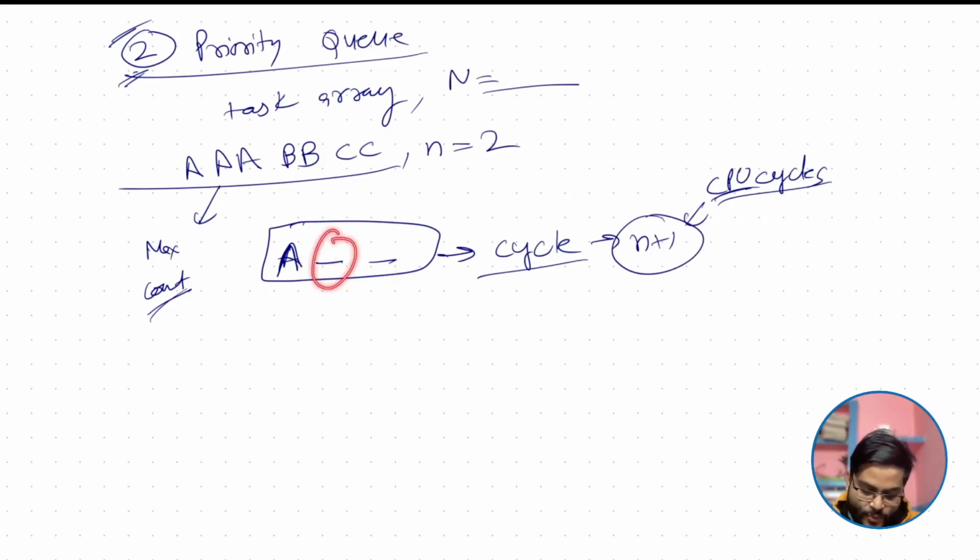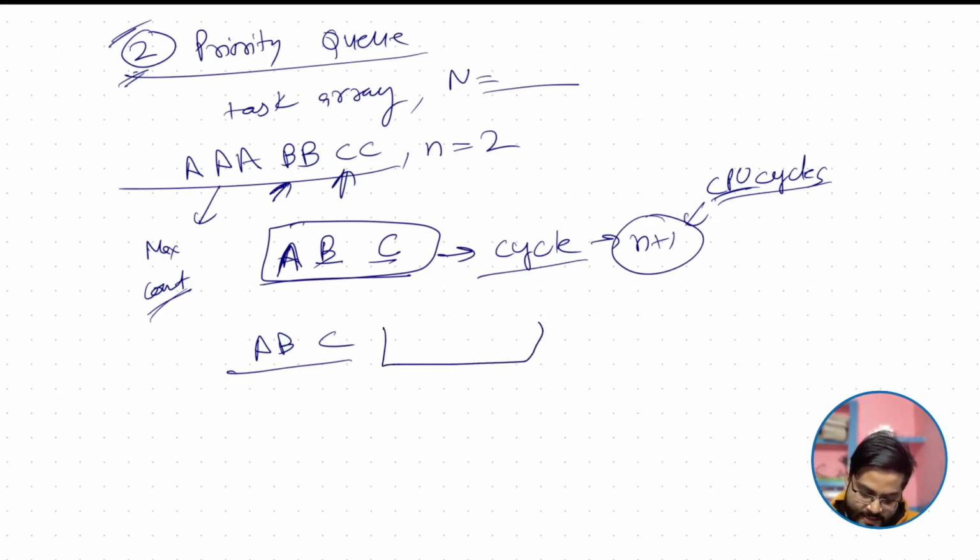So I will fill these two positions with other tasks. What I will do, I'll put the next largest one, let's say B here. Then I will put the next largest one, let's put C here. Now this will be one cycle completed: A, B, C.